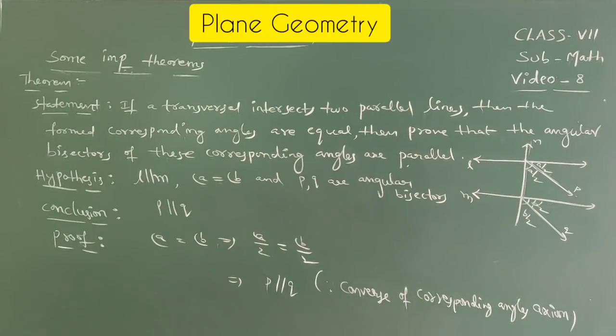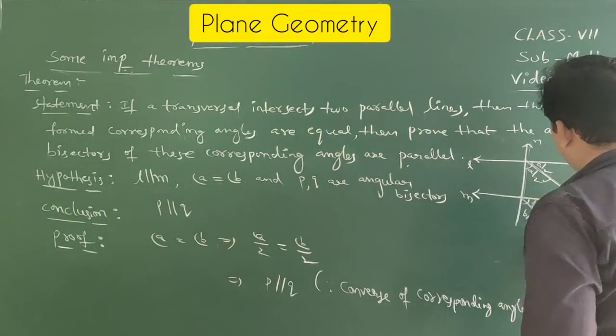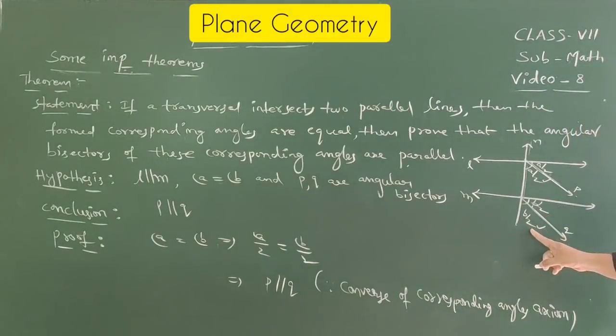What are their converses? If two lines are intersected by a transversal and the formed alternate interior angles are equal, the lines are parallel. Formed alternate exterior angles are equal, lines are parallel. Corresponding angles are equal, lines are parallel. According to that statement, here ∠A by 2 and ∠B by 2 are corresponding angles.